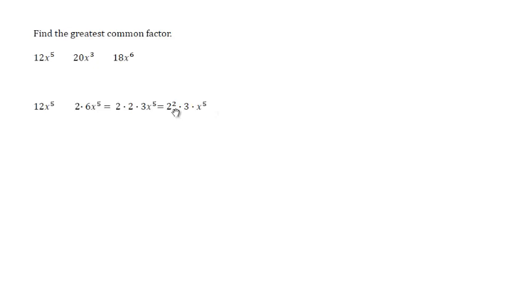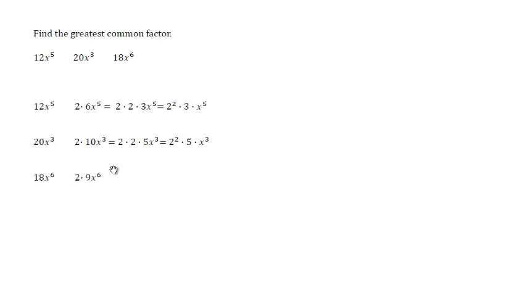Or we can write it as an exponent first because 2 squared is 2 times 2. Now we move to the next one. 20x to the 3rd. 2 times 10 times x to the 3rd. And I could have picked 4 times 5. It doesn't matter which you pick initially. I just picked 2 because it's easy. 10 is then 2 times 5. And then we can write with an exponent 2 to the 2nd times 5 times x to the 3rd.